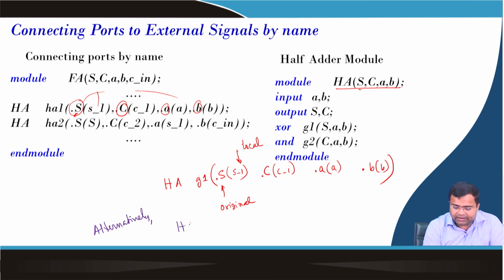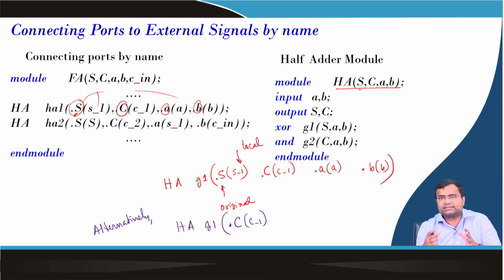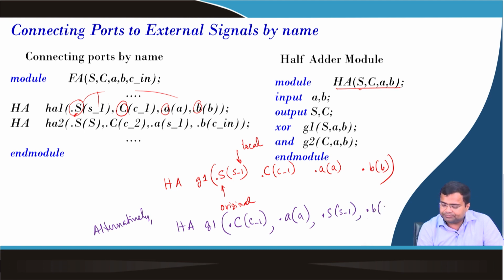You can write half adder G1. Here you can start with C, no issue, only it has to be C1. C and C1 are connected. You can put A, no problem. Then you can give S, then you can give B. So, this is permitted as long as you define by name, but in the earlier case it was not the case.